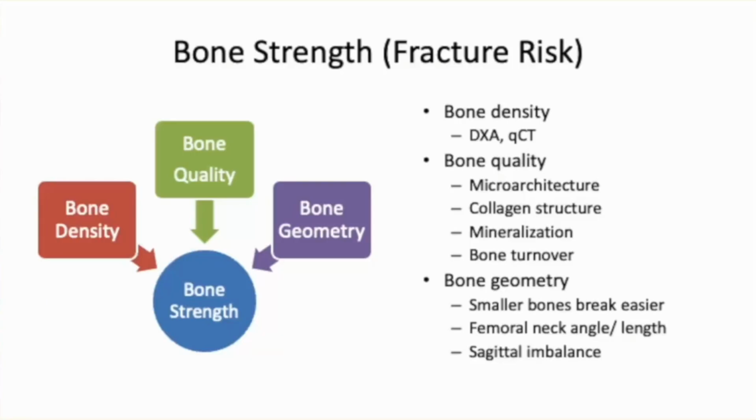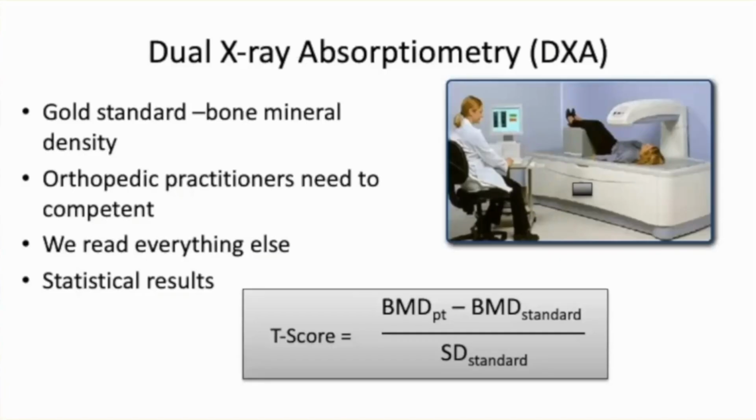The gold standard for bone density measurement is the DEXA scan, and this has been around for over 30 years. And I would say that spine practitioners really need to be competent in interpreting this study. Just like all of the other studies we look at, CT and MRI, we read them ourselves. You need to begin to learn how to read and interpret bone density results.